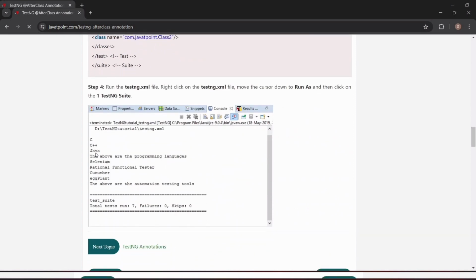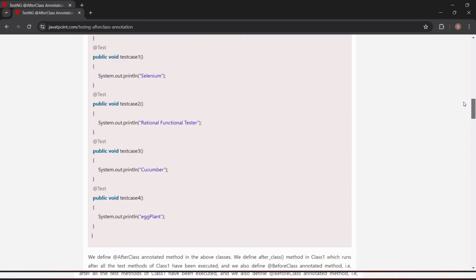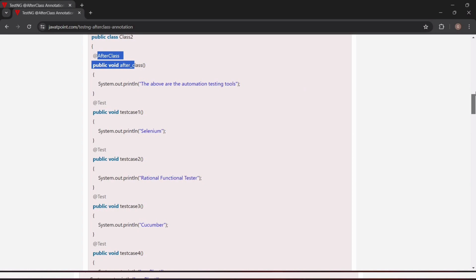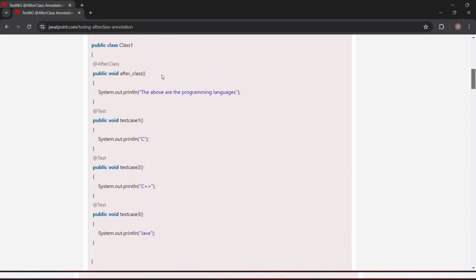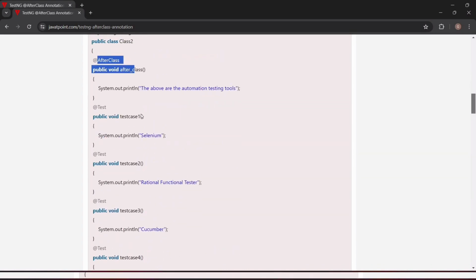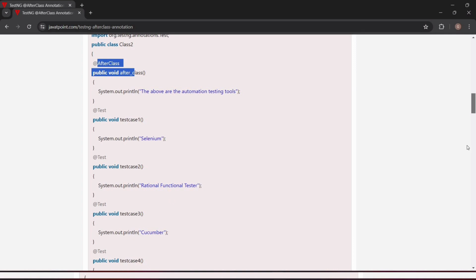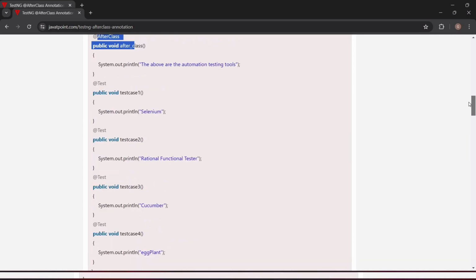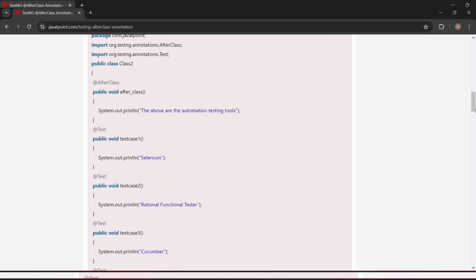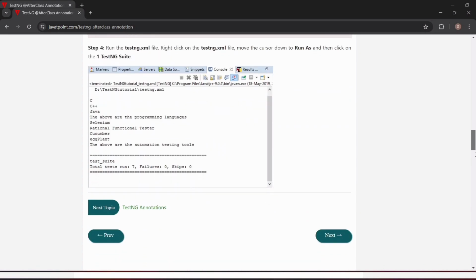So 1, 2, 3 and then the above are the programming languages and 1 2 3 4 above the automation testing tool. So what is it above the automation tool? This one and this one. So one first, second, third and then this fourth. So here 1 2 3 and then 4 and then here this one. Okay, after class. So same is printed here.